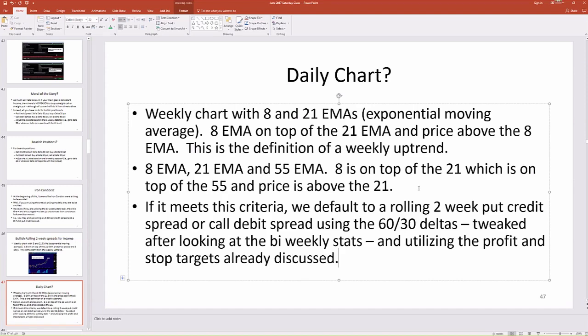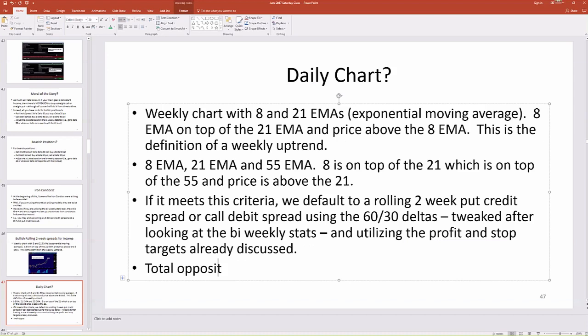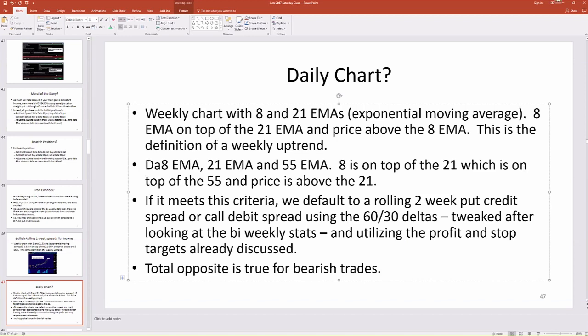Total opposite is true for bearish trades. So you just reverse them. Yes, thank you. Now, the one part we didn't talk about here is, are we going to hold these into expiration?